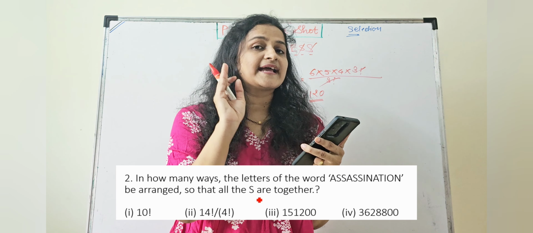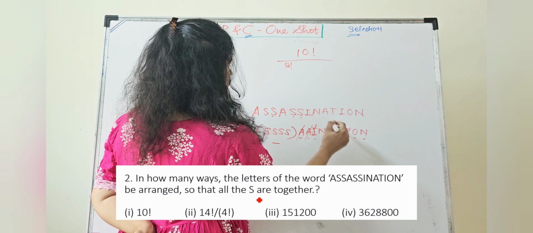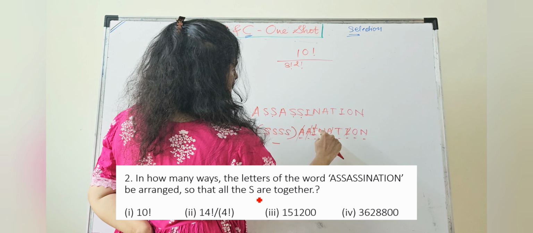And is there any repetition? Yes. A is repeating. How many times? 1, 2, 3. Yes. So divided by 3 factorial. Any other repetition? I is repeating 2 times. So again 2 factorial. Next is what? N is also repeating 2 times. So again 2 factorial. That's it, no? Yeah, that's it. And this S is also moving internally.